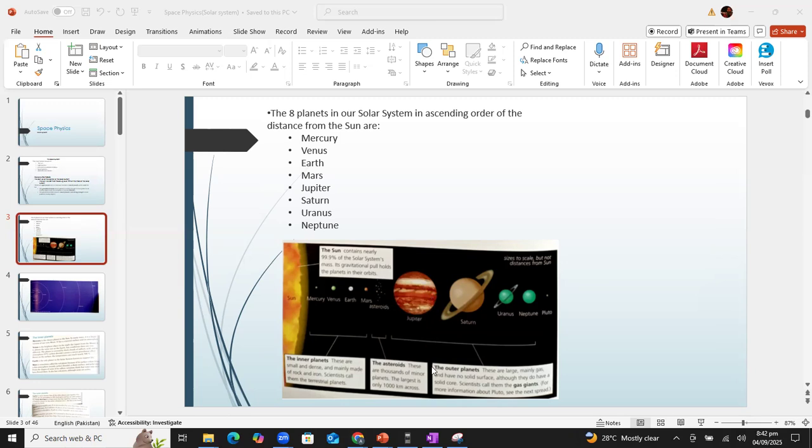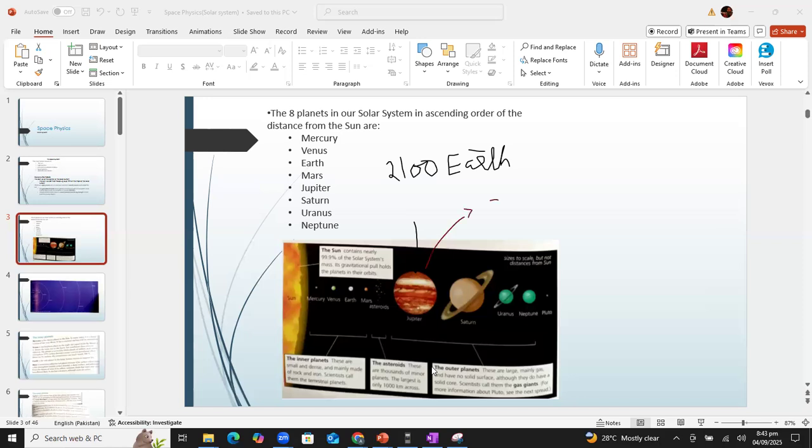Jupiter is very massive. Students, 2100 Earths can fit inside this Jupiter. Can you imagine? 2100 Earths can fit inside Jupiter.